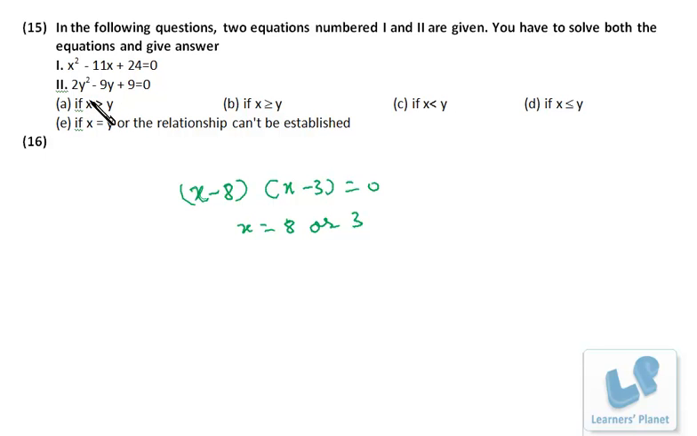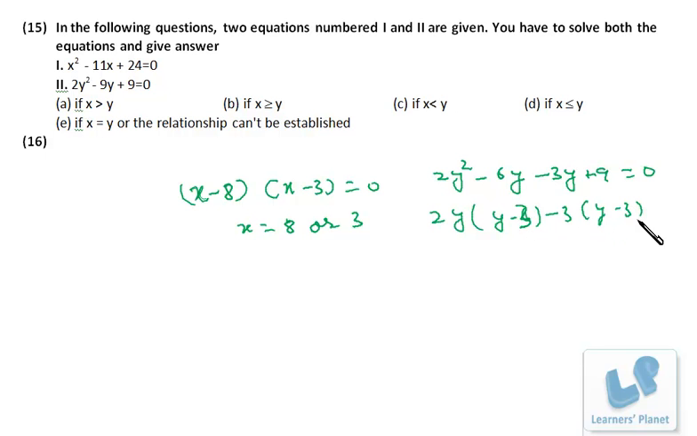Similarly, we can calculate the value of y. 9 2s are 18, so it's 6 and 3, the breakup of 9. So it's 2y square minus 6y minus 3y plus 9 is equal to 0. So it's 2y minus 6, minus 3, 2y minus 3 is 0. So y is equal to 3 by 2 or 3.